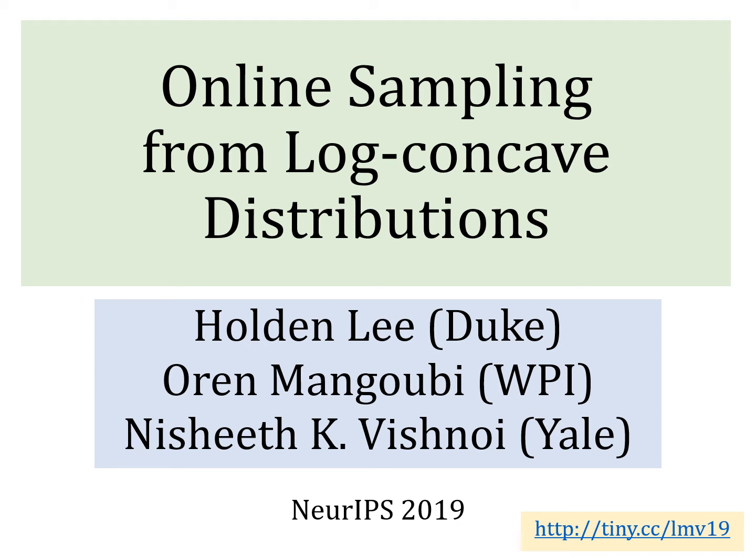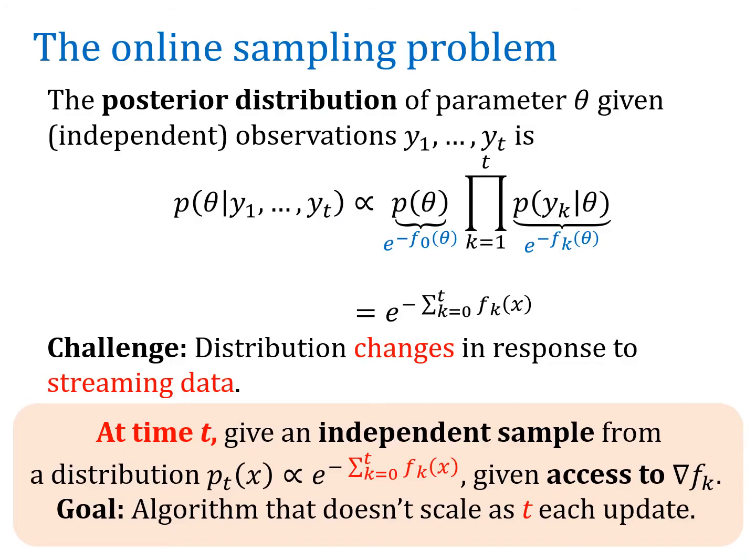This video is about our paper in NeurIPS 2019, online sampling from log-concave distributions. Our motivation comes from Bayesian statistics.